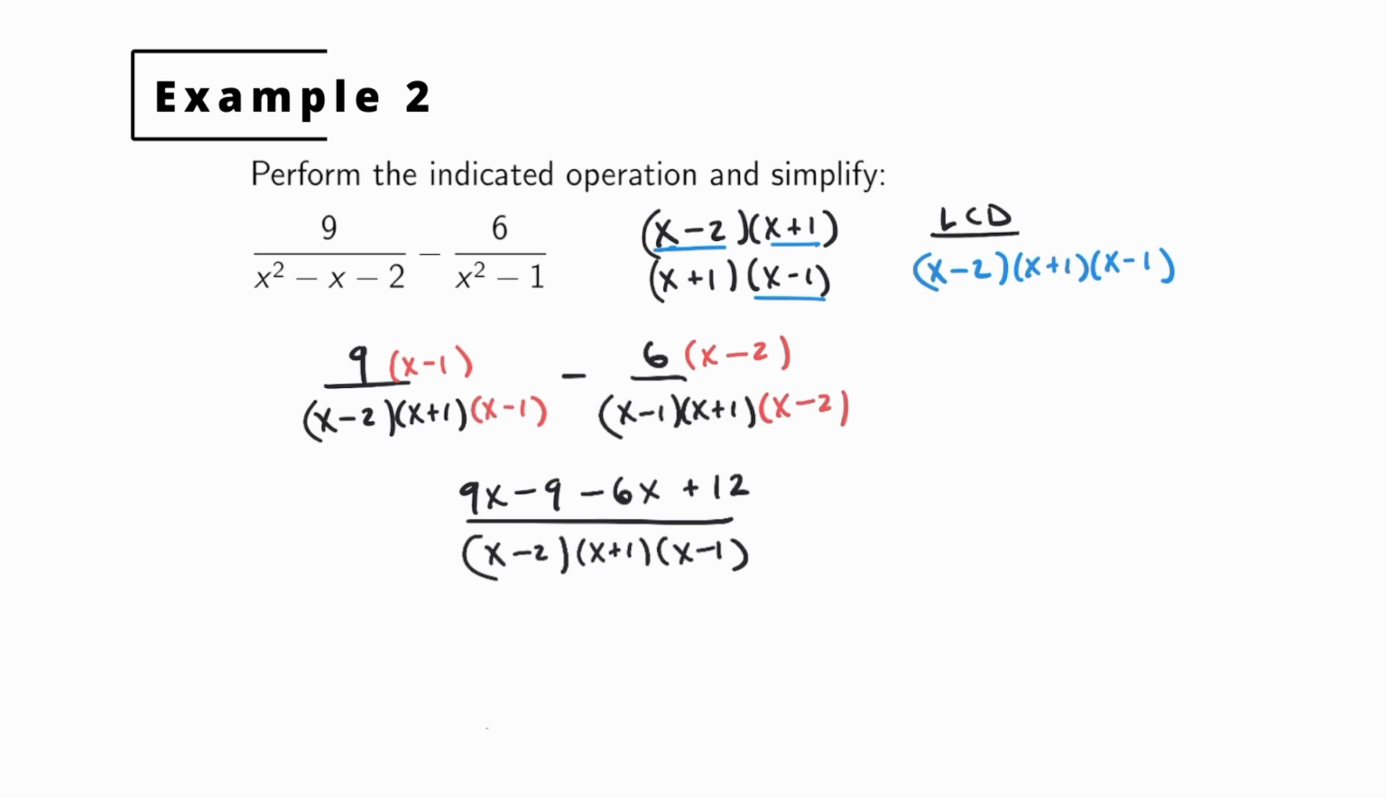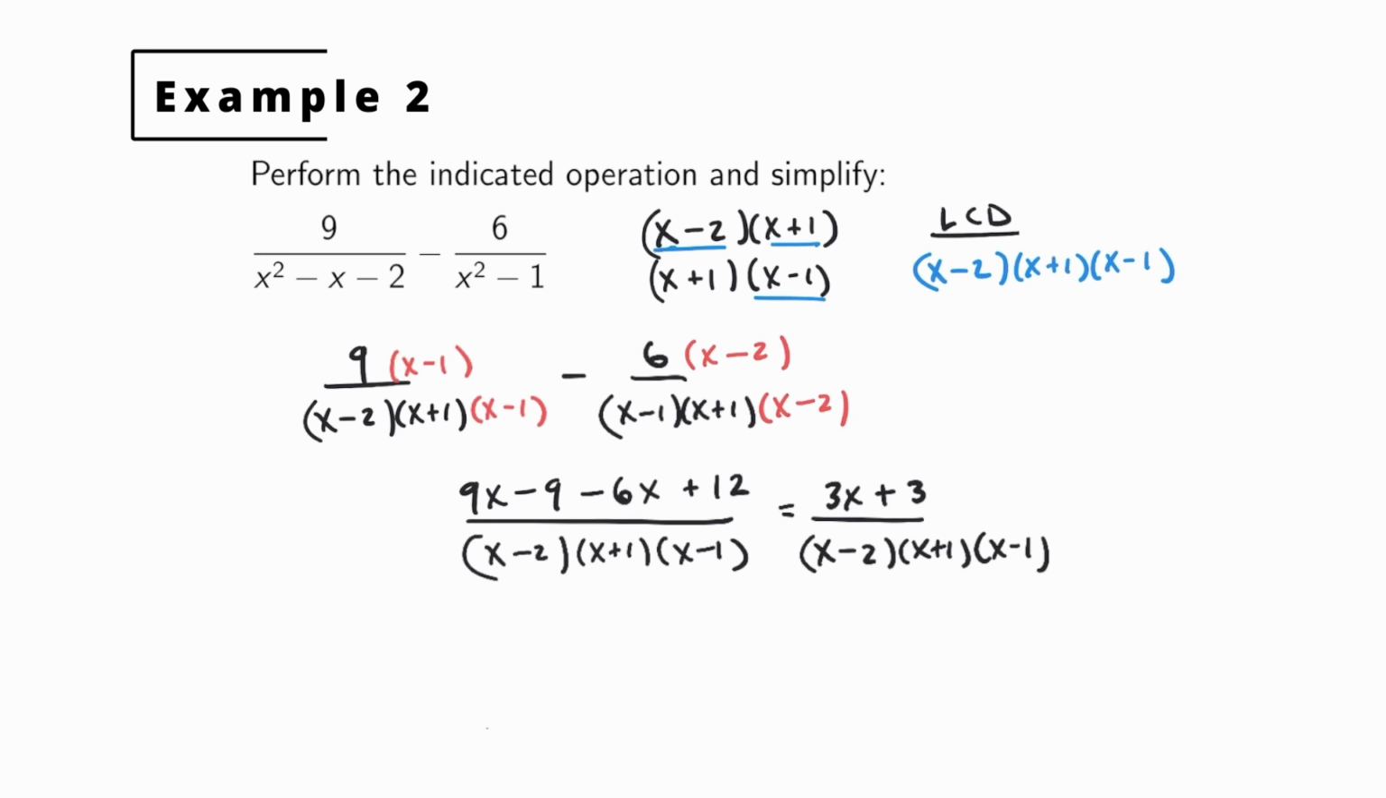Okay. So in the numerator, we have 9x minus 6x will give us 3x. We will have negative 9 plus 12 will give us positive 3. And then we have that over our common denominator, x minus 2 times x plus 1 times x minus 1. The last thing we need to do is simplify this.